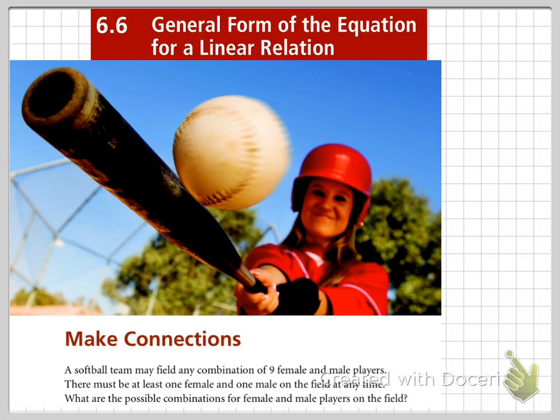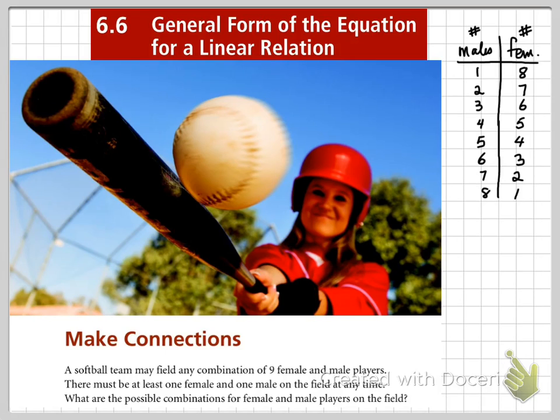Well, if we made a chart with male and females, we could say that if there was one male on the field, there must be 8 females. If there were 2 males, there must be 7 females. And it would go on down like that for 3, 4, 5, 6, 7, and 8 males to 6, 5, 4, 3, 2, and 1 females. So that is a list of all the different possible combinations of male and female players that can be on the field at the same time.